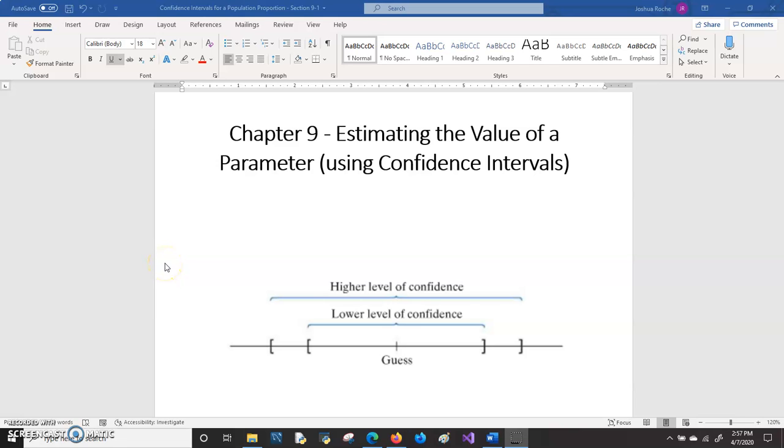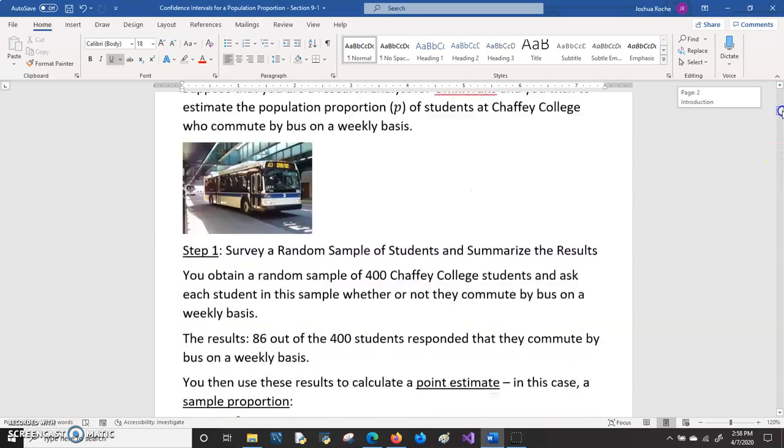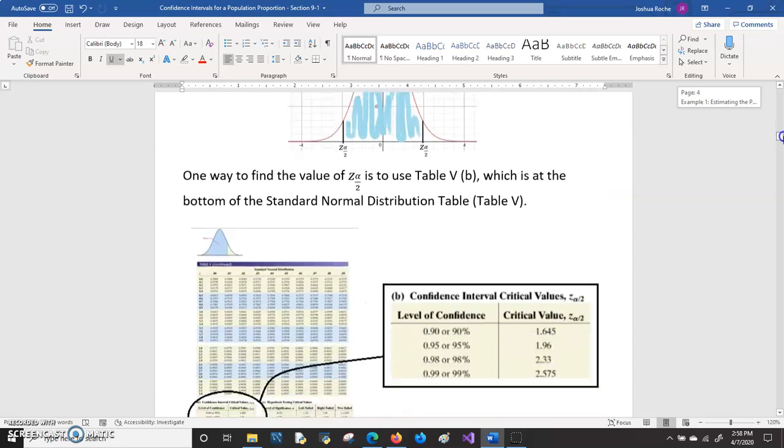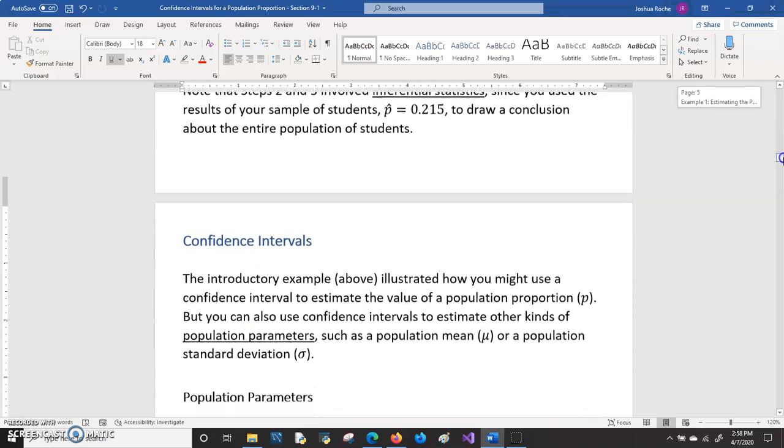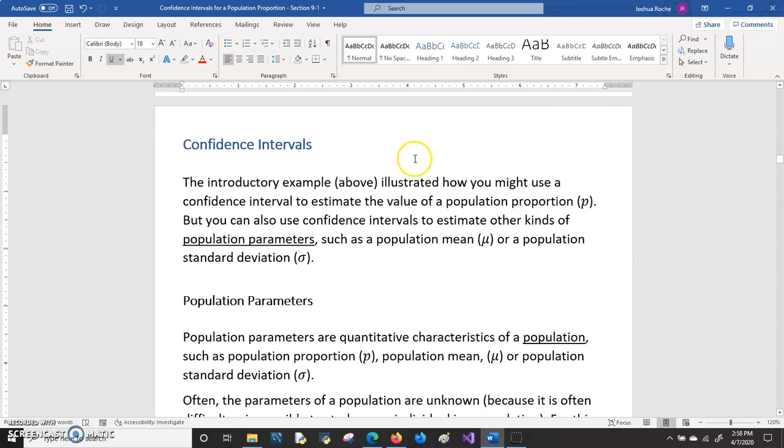In the last video, we looked at an example of how to use confidence intervals to estimate a population proportion. And in this video, we'll be looking at confidence intervals in a more general sense. So in that last example, we used a confidence interval to estimate the value of a population proportion, but you can also use confidence intervals to estimate other kinds of population parameters, such as a population mean or a population standard deviation.